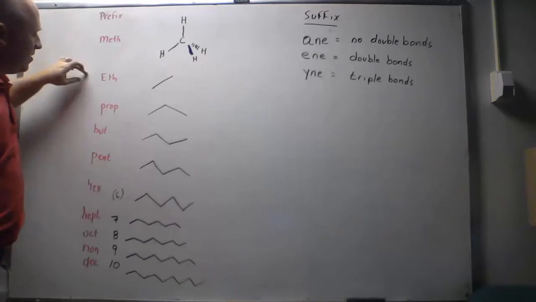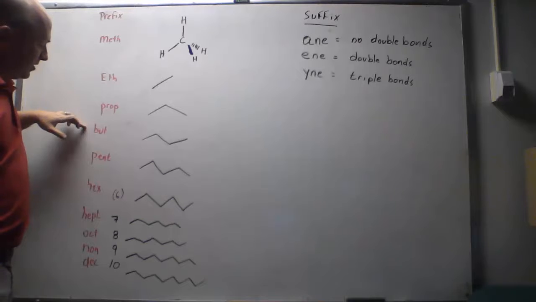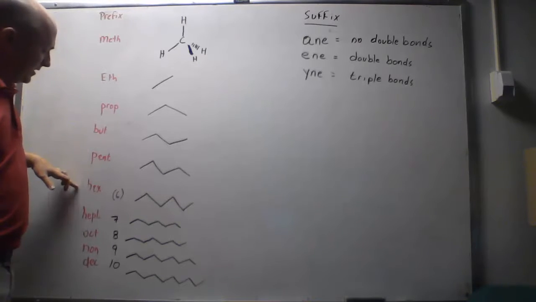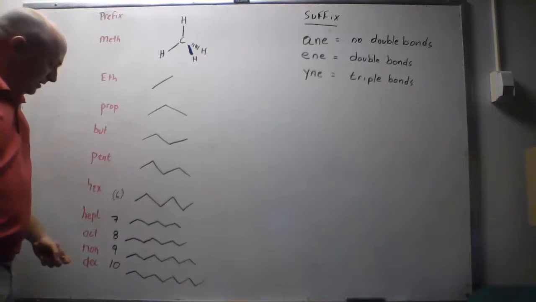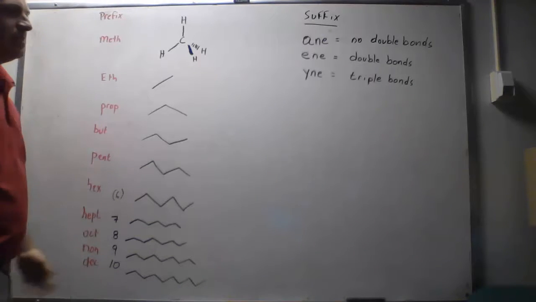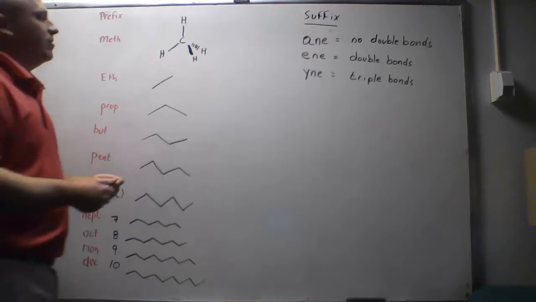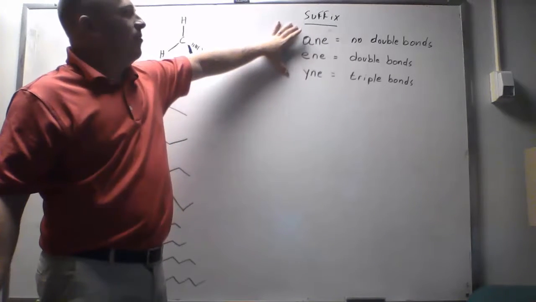Meth is 1. Eth is 2. Prop is 3. But is 4. Pent is 5. Hex is 6. Hept is 7. Oct is 8. Non is 9. Dec is 10. Memorize those. You'll just simply need them. Don't get confused. Then, some suffixes that you will encounter right away.